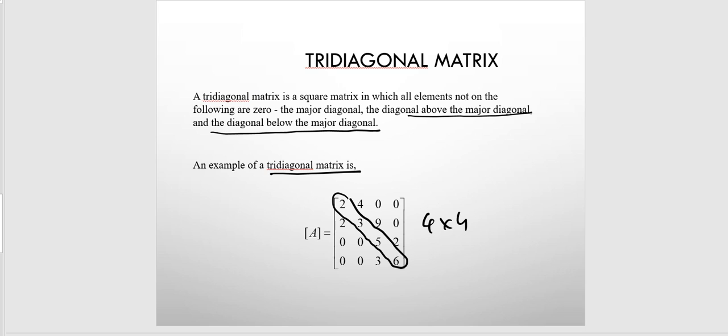Now the diagonal above the major diagonal is this, and the diagonal below the major diagonal is this. They are not all zeros, but the rest of the values are 0. So you can take it as 7 as well, or you can add some zeros, but not all zeros. Okay, the rest of the values are 0. So this is the tridiagonal matrix.